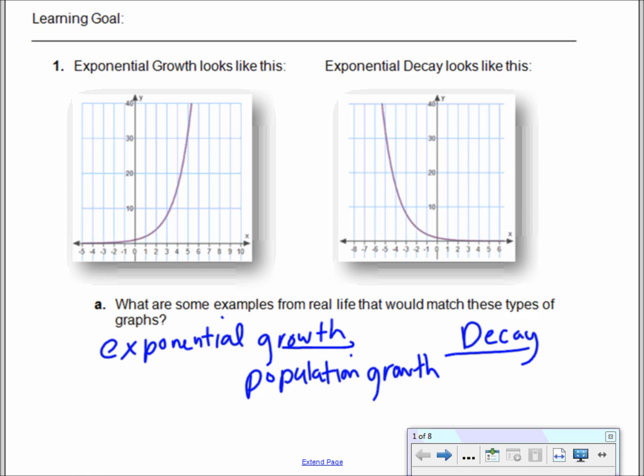Okay, so I'm going to, not even lifespan, but have you ever heard of the lifespan of an element, like an atomic element, like in science, how they decay like that? That is exponential decay. Okay, so atomic decay.